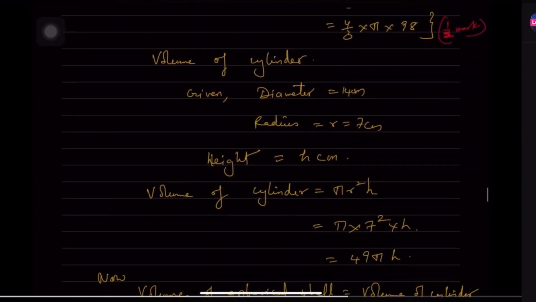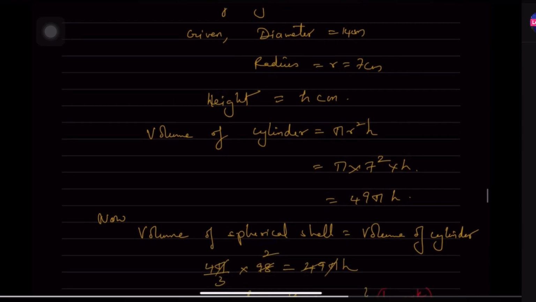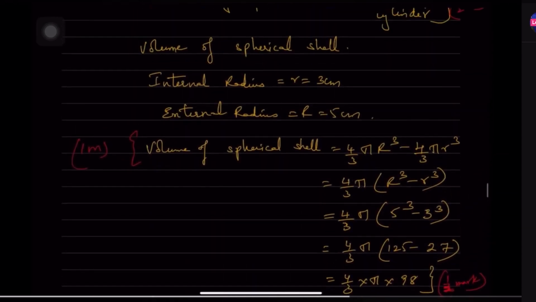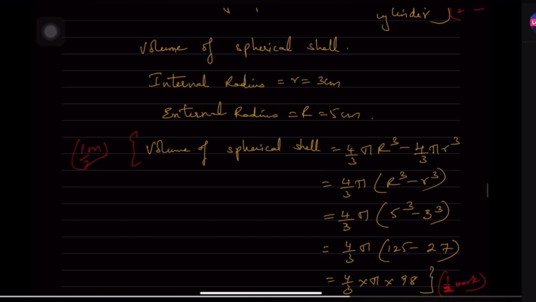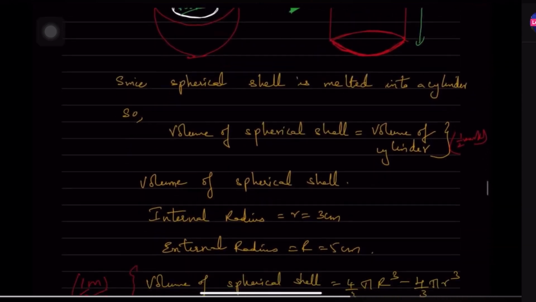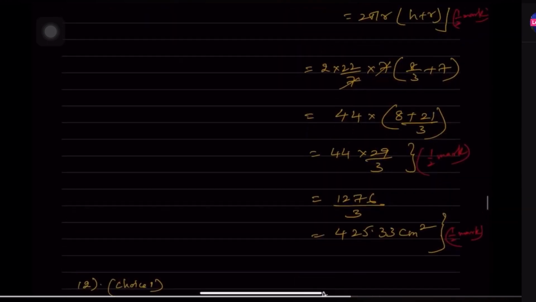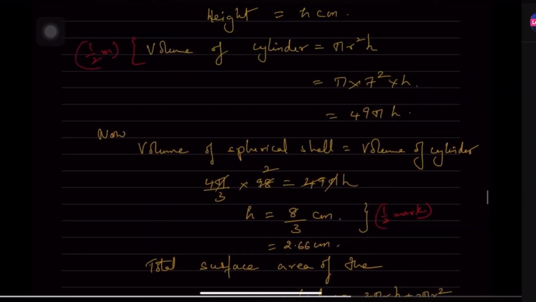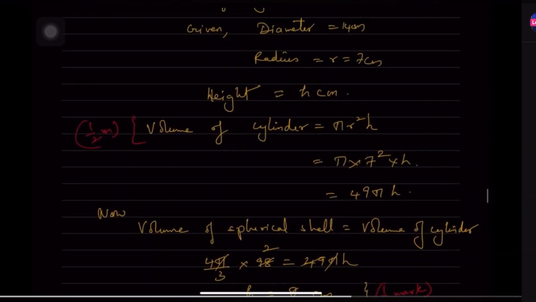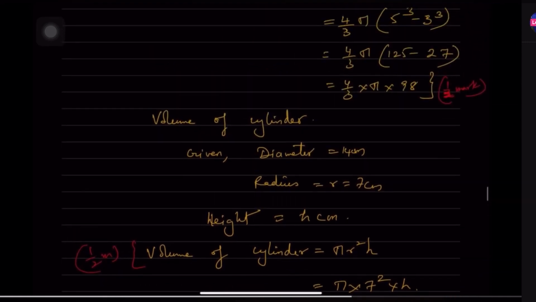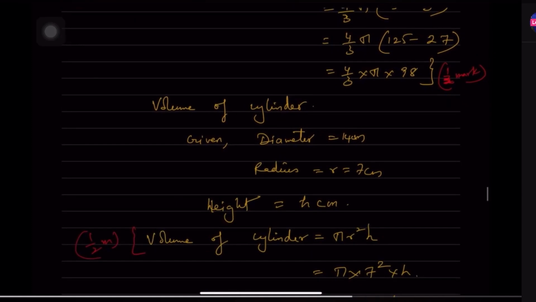Then volume of the cylinder which you're having, you can take this as also half mark. This is half mark here. So totally you're having for this question 4 marks. So then volume of the cylinder, we'll see what are the different values given for the cylinder.